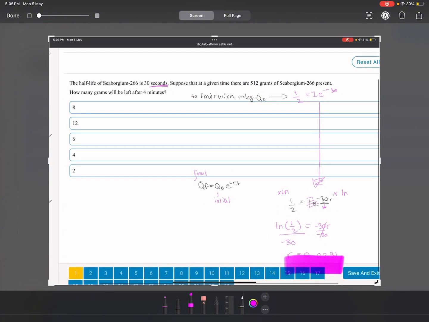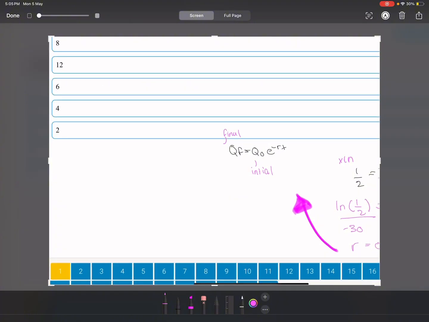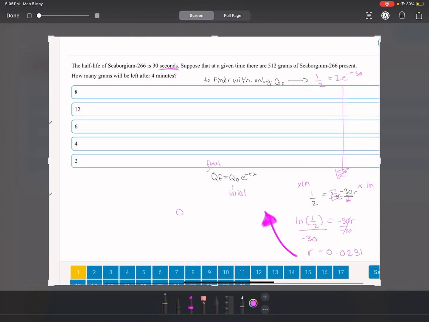We need to substitute this here. So we're going to do the original formula, which is Q final, which we're trying to find, equals Q initial, which is 512 grams, times e to the power of minus 0.0231 multiplied by the time. The time we used to find R, we cannot use again. The half-life of this is 30 seconds. This is only to find R.